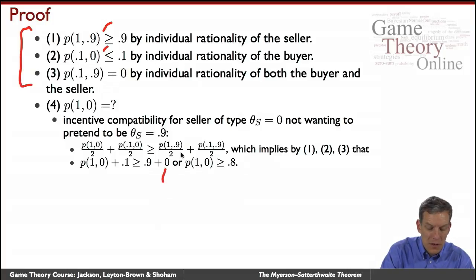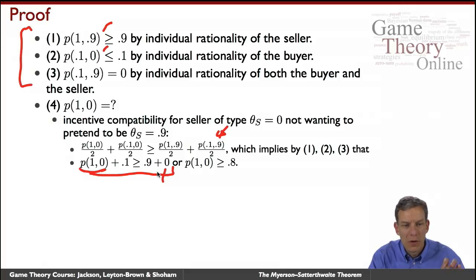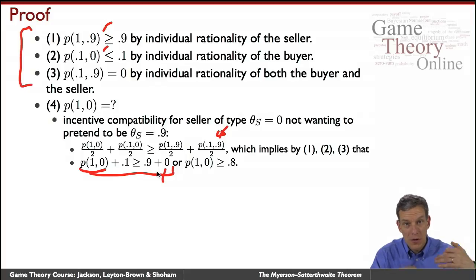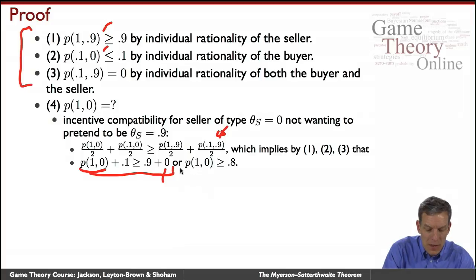So we know that this last one has to be 0. We know that this one, the 1.9, is at least 0.9, and this one is at most 0.1. And so in terms of an inequality, multiplying through by the 2, P10 plus 0.1 has to be greater than or equal to 0.9 plus 0. Okay, so we can take what we know from 1, 2, and 3, plug them in here in terms of bounds, given that we have the inequality pointing from the left to the right. And that tells us then that P10 has to be at least 0.8.